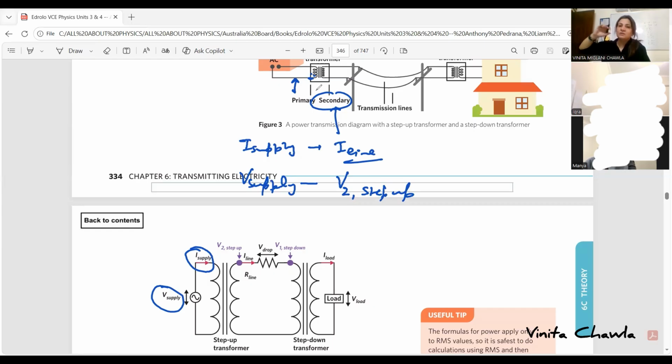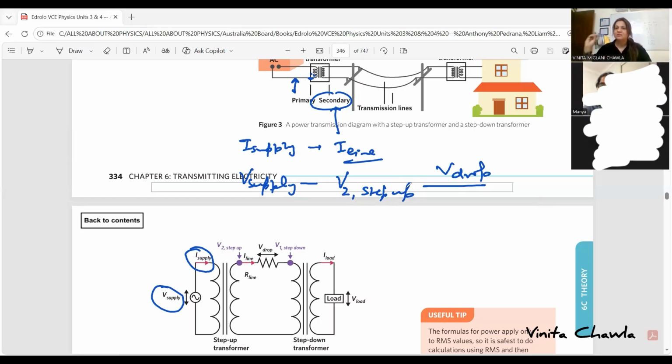Okay. Now this current and voltage are passing through the transmission line. So the transmission line has its own significant resistance, right? So voltage drop will occur across the transmission line. Will there be a voltage drop across the transmission line or not? So when the voltage drops across the transmission line, the voltage will change, because the voltage has dropped. Initially it was V supply, then it became V2 step up, and when it passes through the transmission line, voltage drop occurred, and because of that voltage drop again the voltage will change.